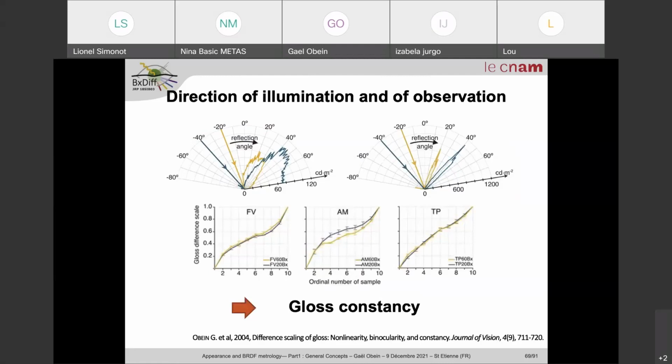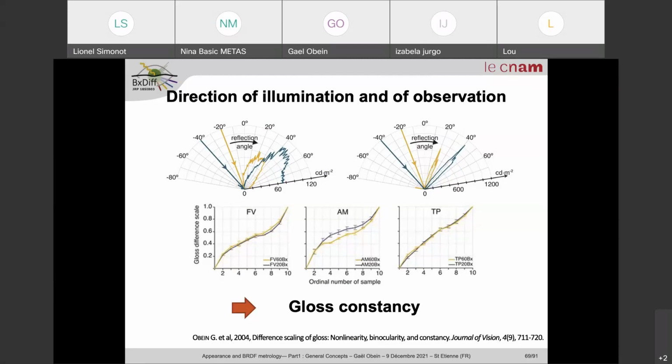But if we test the observers, the sensation of those samples at the 2 different angles, in fact, we get exactly the same curve. Those curves are superimposed, even if the peaks are very different. That means that, in fact, you're not really sensitive to the peak. You're sensitive to something else because here the peak changes and the sensation remains. That's what we call gloss constancy.